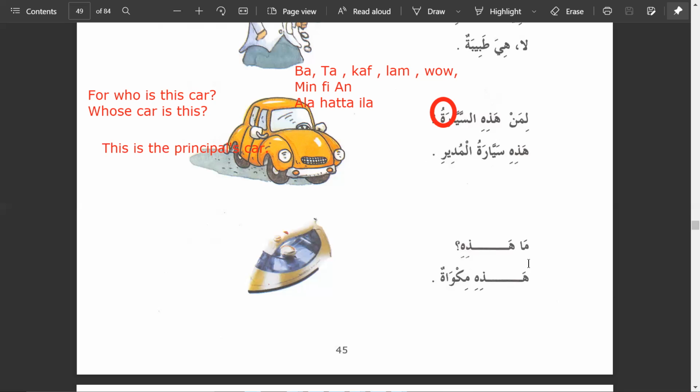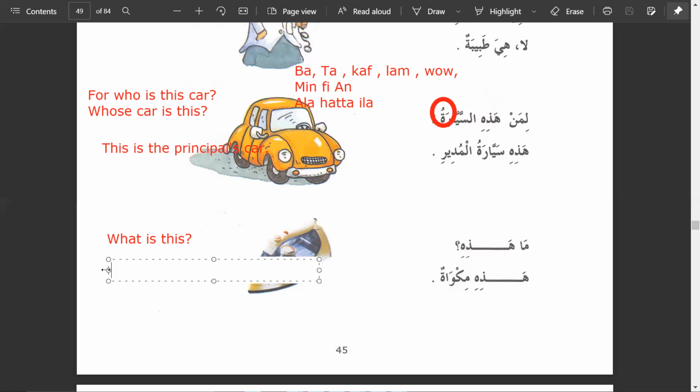Okay, now the next one, ma hadhihi. What is this? When someone asks ma hadhihi, in your mind, do you think he or she is asking for a masculine ism or a feminine ism? Ma hadhihi is feminine. Someone is asking for something which is feminine.